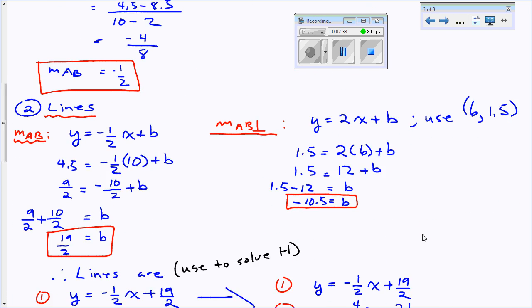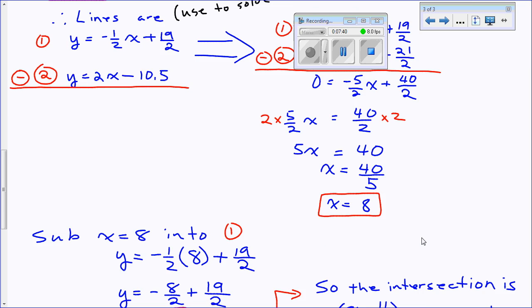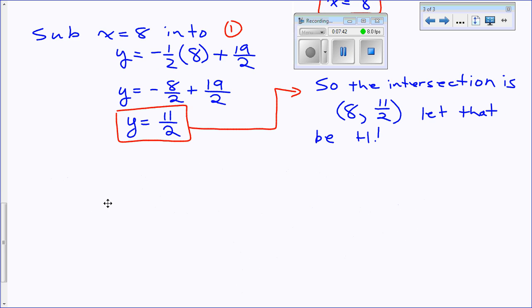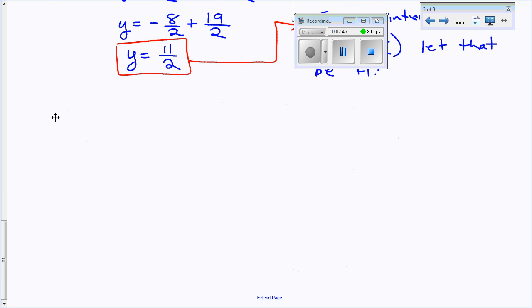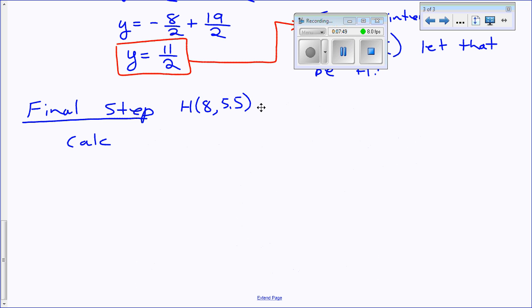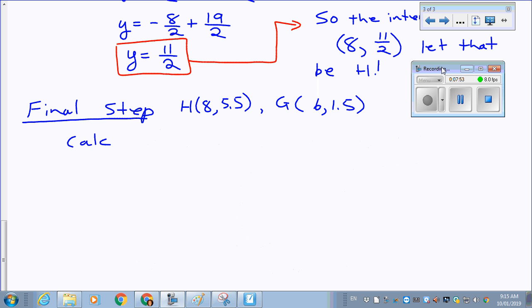So now, let's continue. For the final step, what we're going to do is change h into a decimal, because I'm sick of using fractions here. So 11 over 2 is just 5.5, so h is 8, 5.5, and g is 6, 1.5.